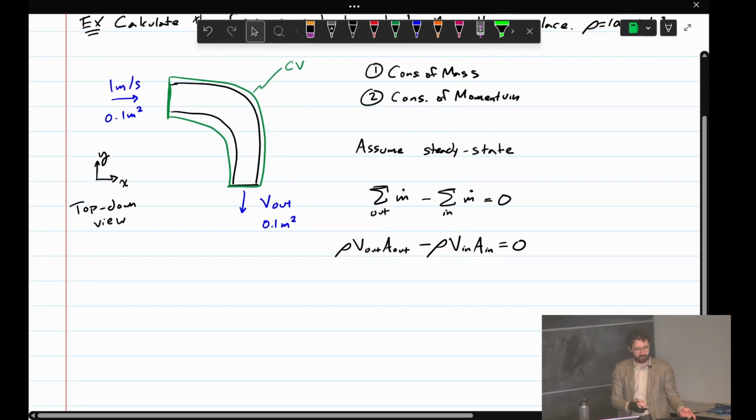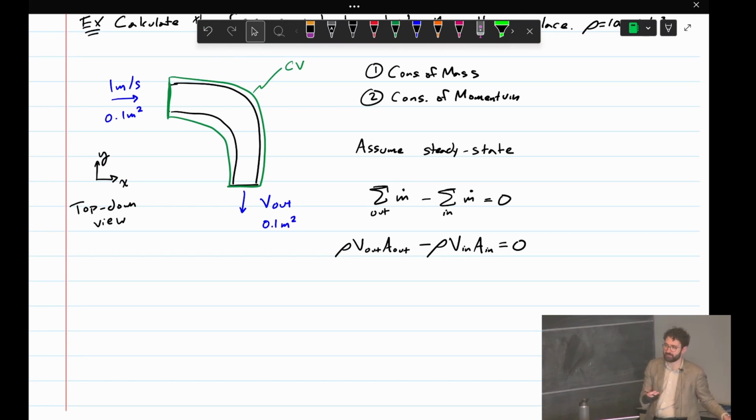So you might be thinking we have a constant area. Why are you actually doing conservation of mass? Isn't V out just going to be equal to V in? It is, but I'm going to show you the steps through which you arrive at that conclusion. So yeah, Aaron.